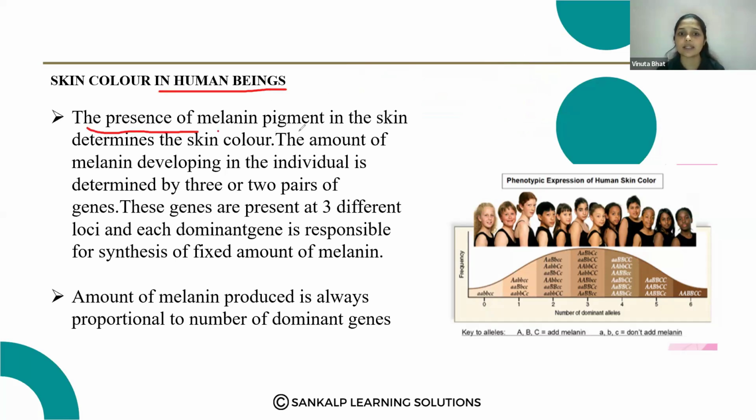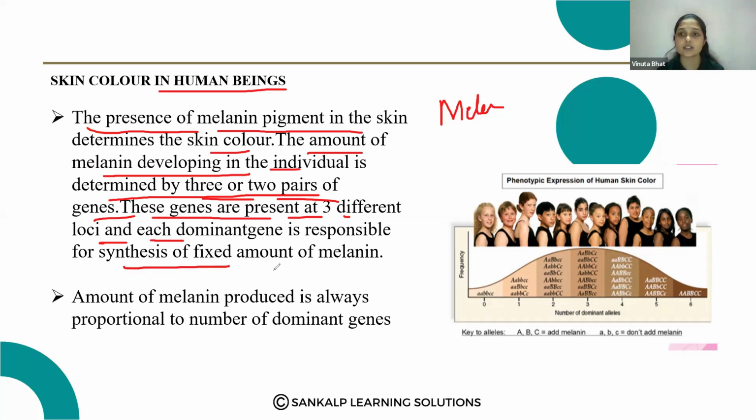The presence of the melanin pigment in the skin determines the skin color. You know that the melanin pigment determines the skin color, and the amount of melanin developing in the individual is determined by three or two pairs of genes. These genes are present at three different loci, and each is responsible for the synthesis of a fixed amount of melanin.